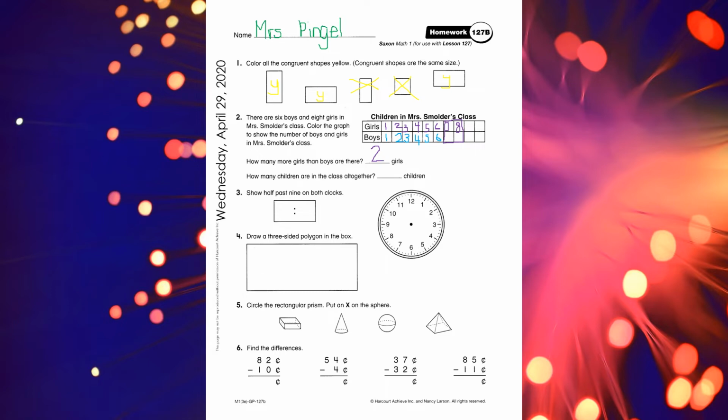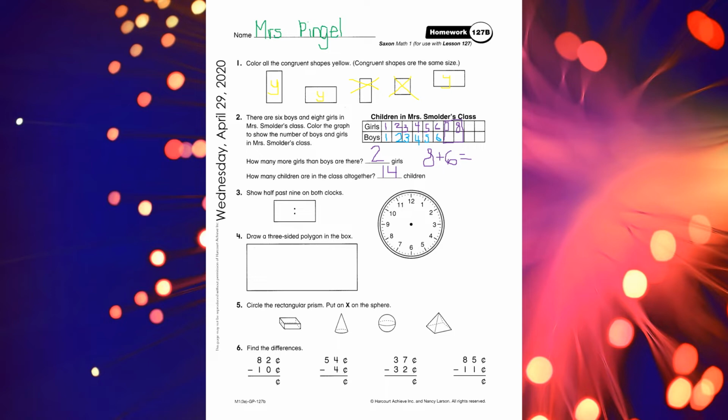But how many children are in the class all together? Ooh, breathe. You can do this. All right, here we go. 8 girls plus 6 boys. Oh, I know 8 plus 6. It was an oddball fact I've been practicing 2 weeks ago. 8 plus 6 is 14. There are 14 children all together. Nailed it!